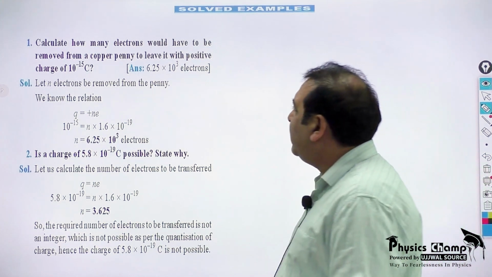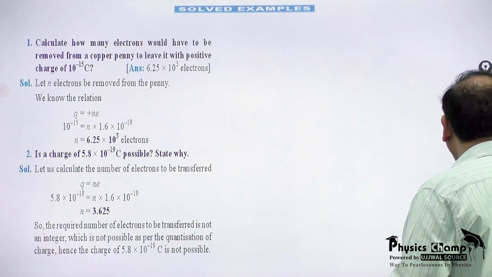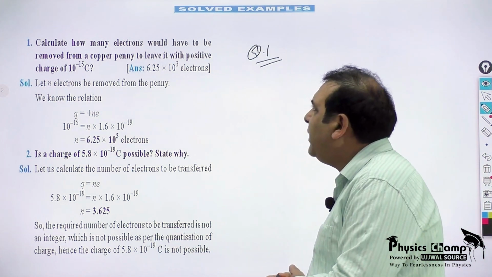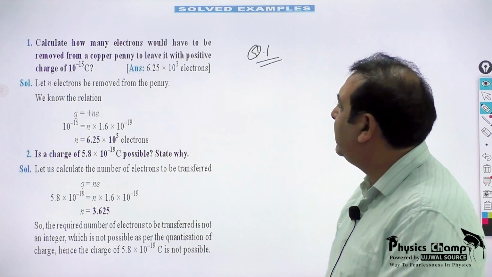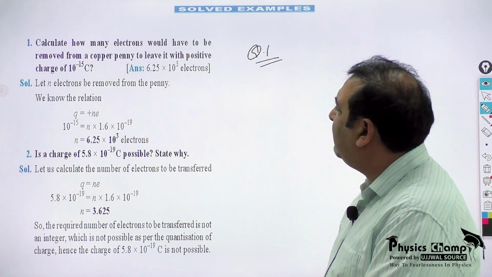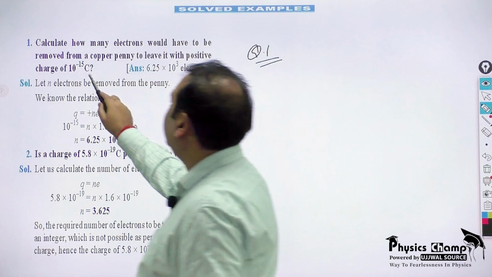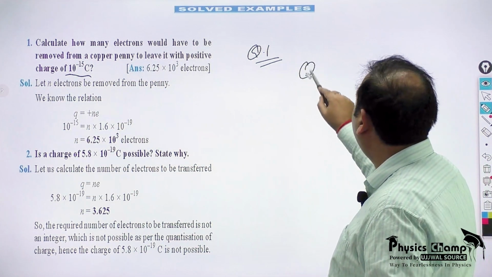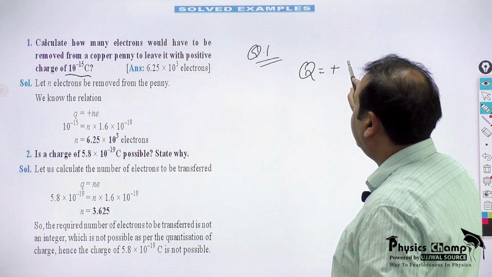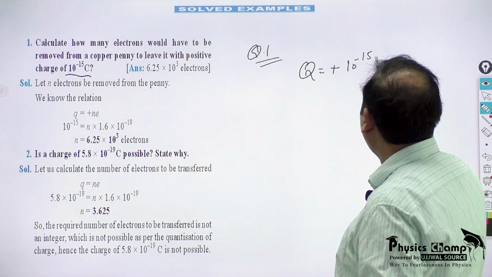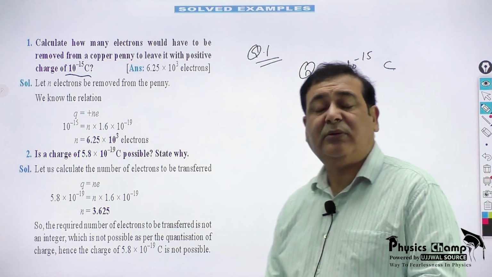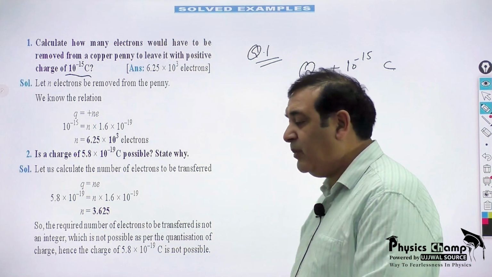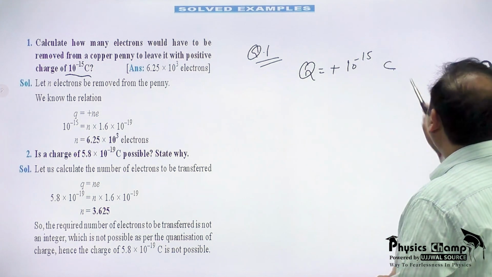Let's talk of question number 1, which says: calculate how many electrons would have to be removed from a copper penny to leave it with a positive charge of 10 to the power minus 15 coulomb. So what I want is a positive charge of 10 to the power minus 15 coulomb. How many electrons are to be removed ultimately for getting a positive charge?